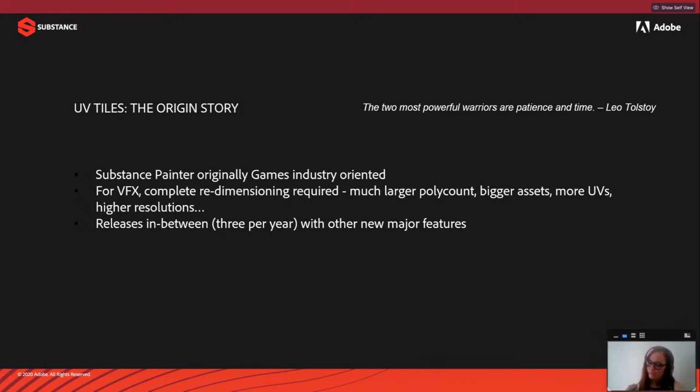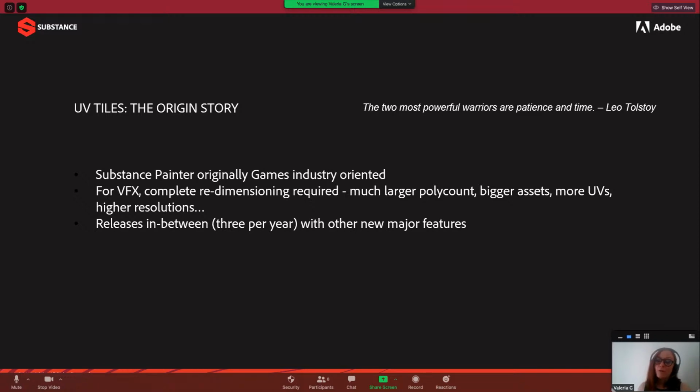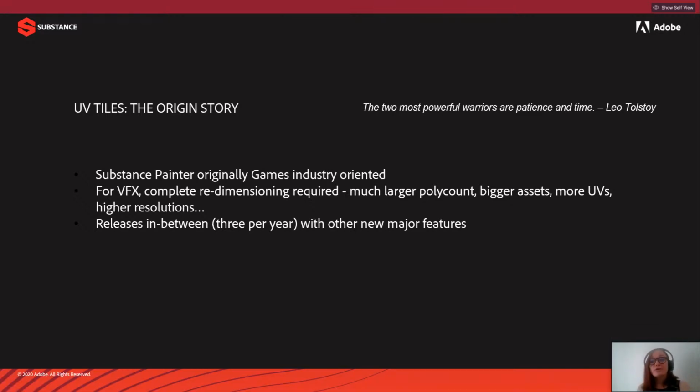So I'm just going to jump right in and comment on my little intellectual quote here. The two most powerful warriors are patience and time. And I think that greatly applies to the wait that has been UV tiles. I think a lot of users have been relieved because they've been asking about it for a very, very long time. Years, decades, or even centuries, I'd say. So we've been asked and coerced and begged.